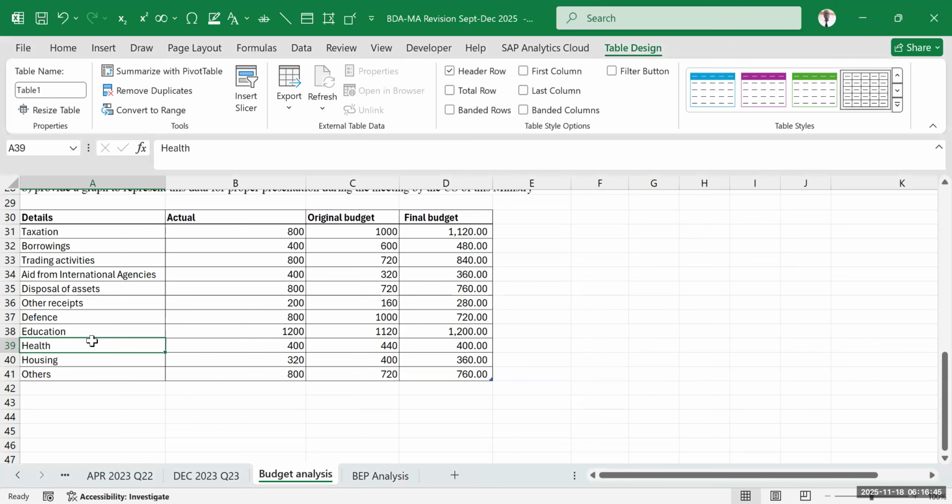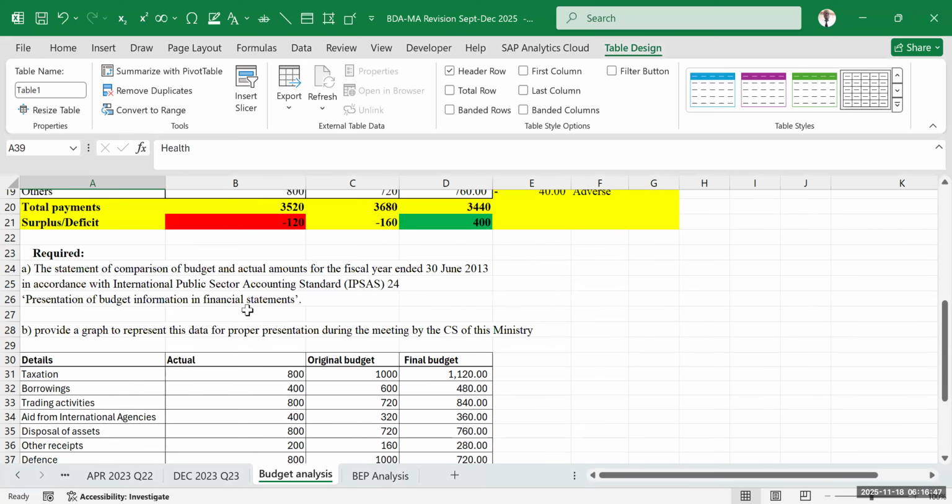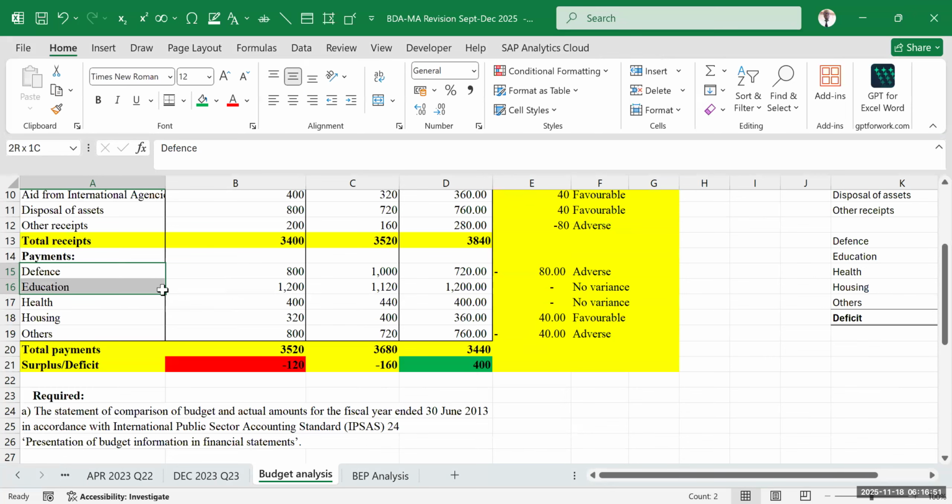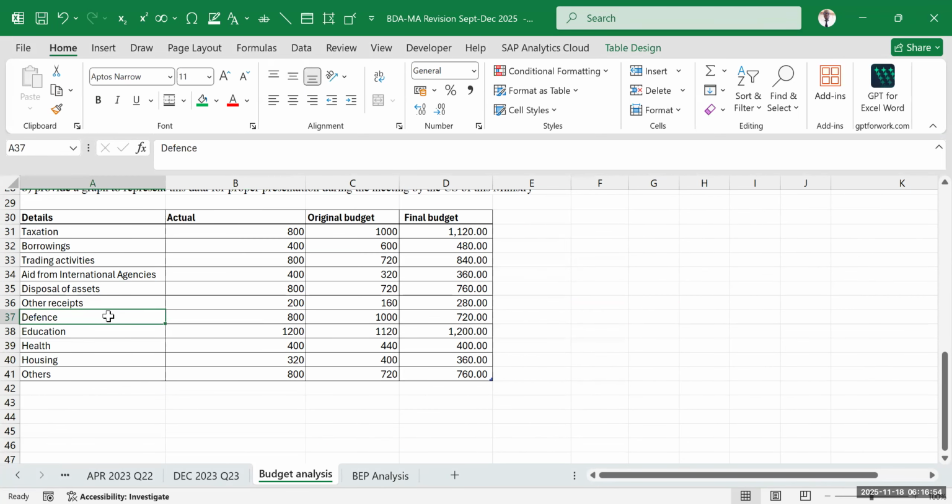Okay, so what I want to do, I want to mark the expenses side of it. Where did we start having the payments? From the defense to education. So you see from that defense, I want just to put something like expenses. Expenses, expense, let me just use expense like that.